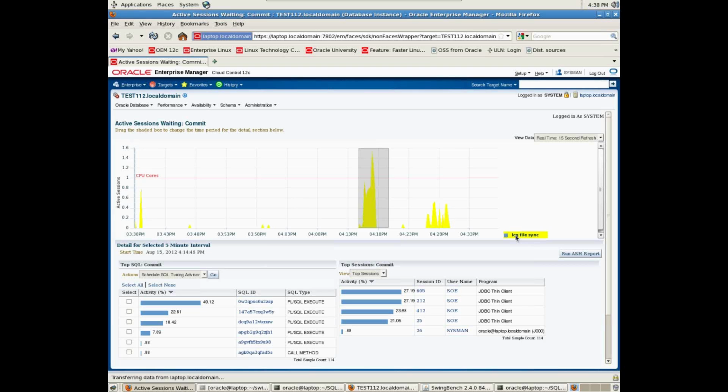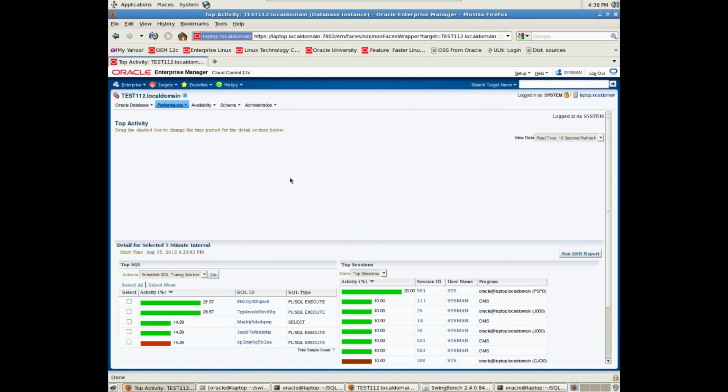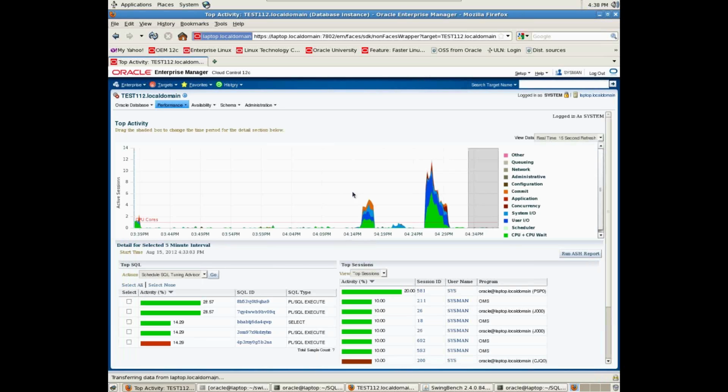So we're waiting for commits to complete, so the log file information is written to the online redo log files. I can see for that particular period of time that the commit class was a significant part of the time consumption, maybe 25%, something like that, in the activity profile.